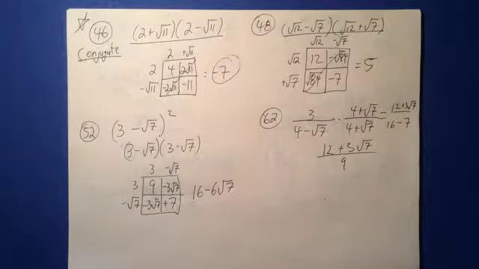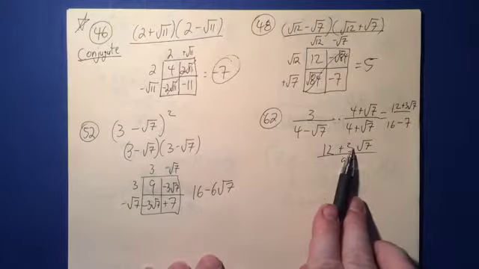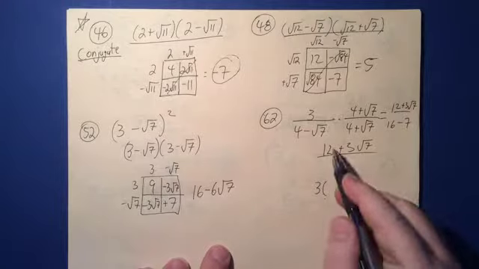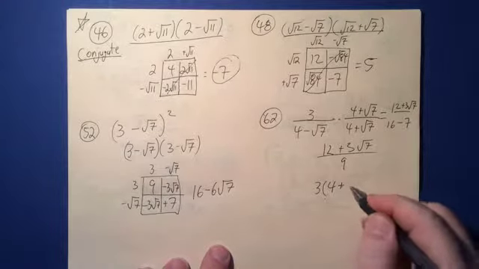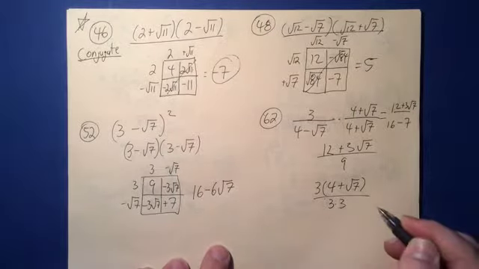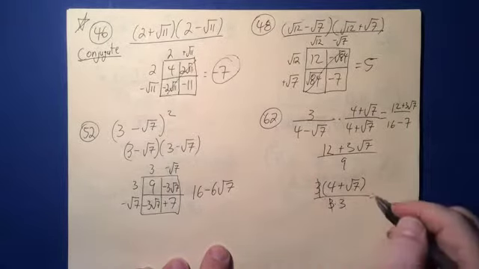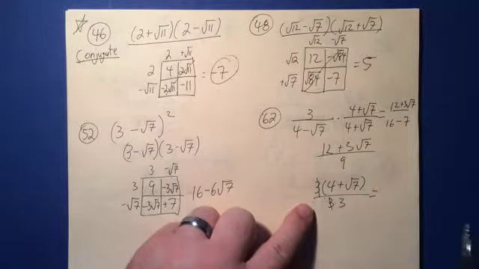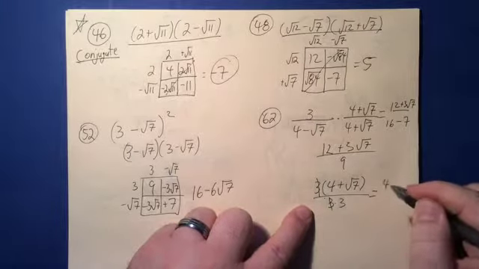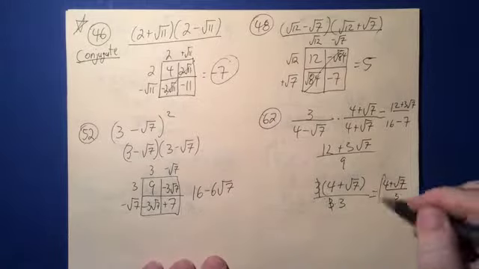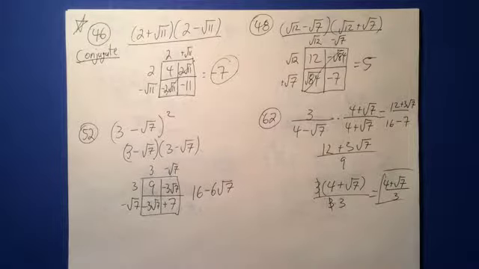So normally this would be the answer in simplified form. However, from 12 and from 3, we can factor 3 out. So if I factor 3 out, that's going to leave me with 4 plus radical 7. 9 I can write as 3 times 3. So to simplify this as far as we can, I need to factor 3 out of the top, reduce it with the 9 at the bottom, and write my final answer as 4 plus radical 7 over 3. And this is the final answer in simplest form.